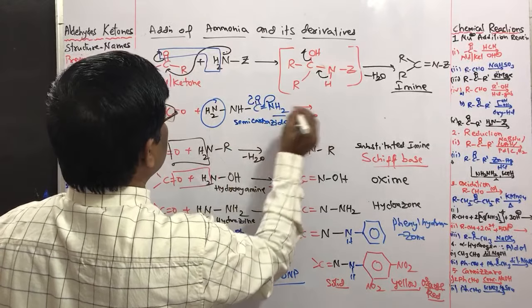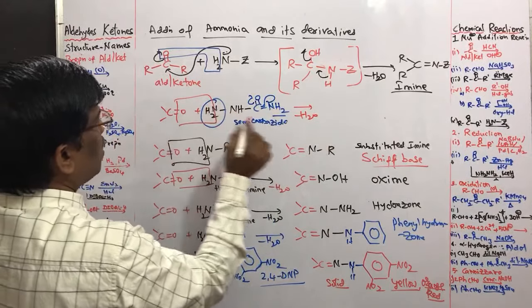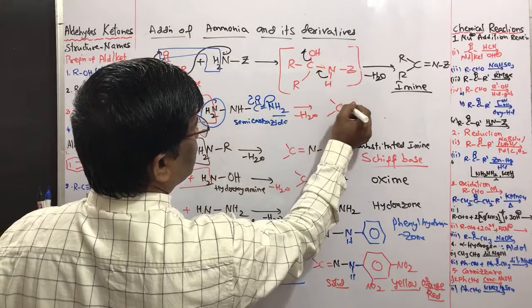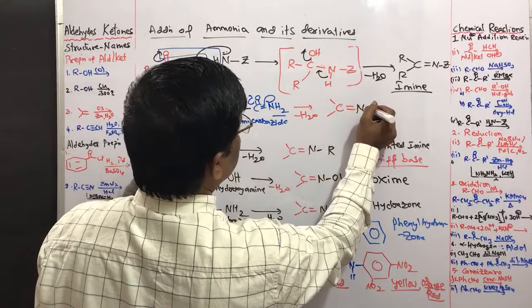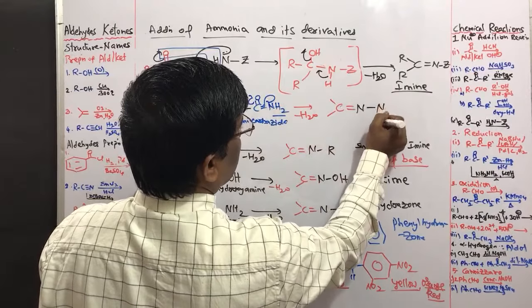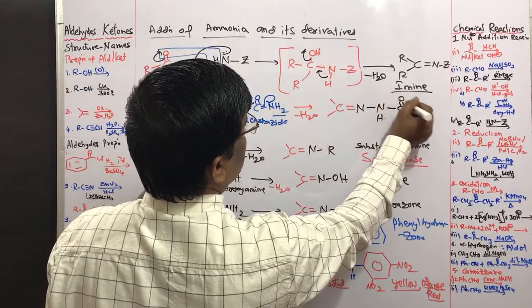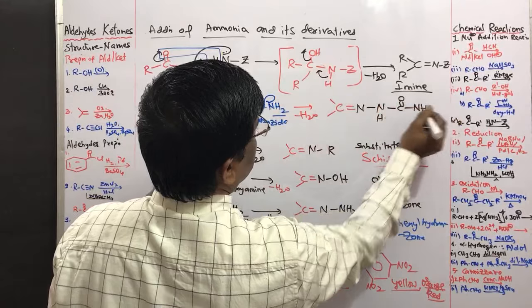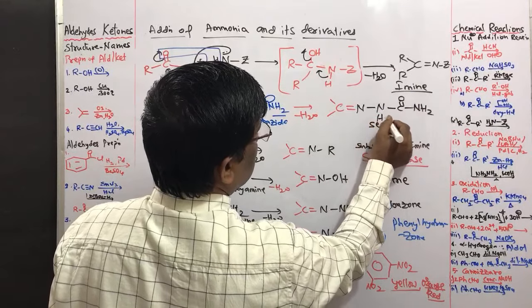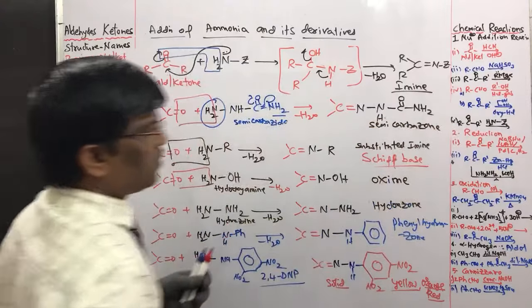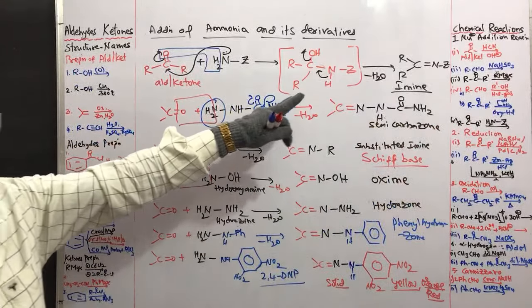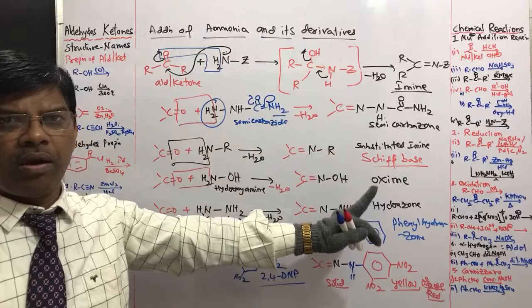Minus water. So this is going out as water to give a double bond in NH, and urea will be as it is. So this is semicarbazone. Yes, students. So these are all very important names that you come across.